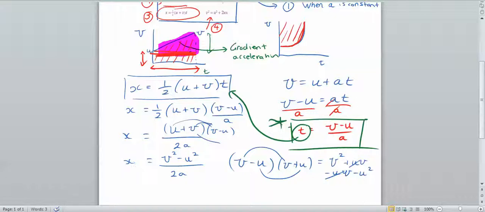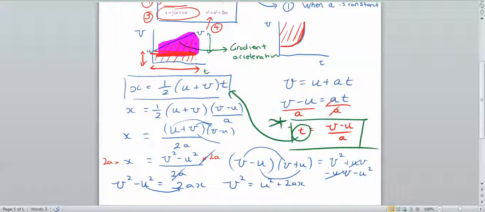Let's multiply the right hand side by 2a, or just cross multiply. Multiplying this side by 2a is going to give us, well, these 2a's are going to cancel now, aren't they? We've got v squared minus u squared is equal to 2ax. And if I get this u over this side, we're going to add u squared. So we've actually got v squared is equal to u squared plus 2ax.